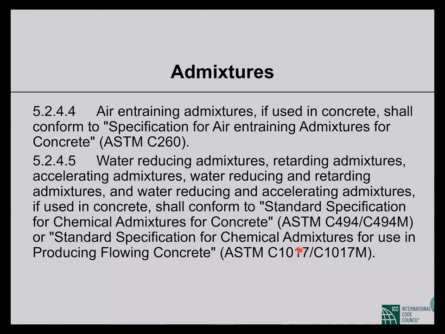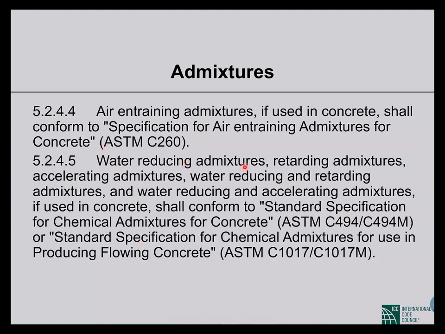Now let's talk a little bit about admixtures. For air entraining admixtures, you can use air entraining cement, which is not available in our country, Type 1A, Type 2A. Or you can use air entraining admixtures with ordinary Portland cement to make air entrained concrete, which has many advantages. For that, there's a specification, ASTM C216.